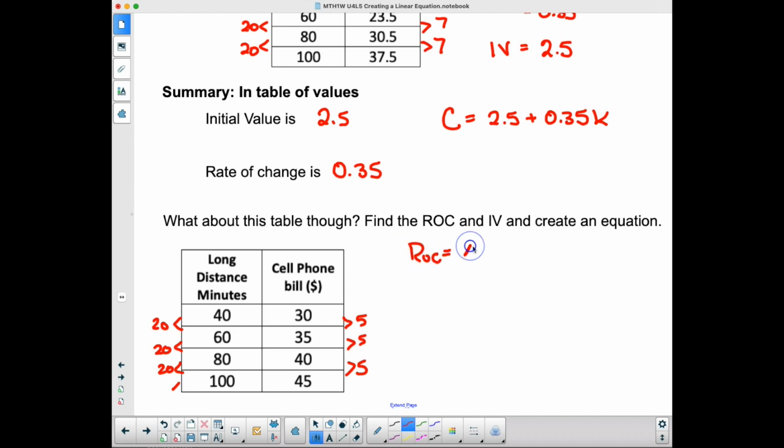Remember, rate of change is what our y's go up by over what our x's go up by. So this is our x and this is our y, our independent and our dependent variables. Cell phone bill depends on how many long distance minutes you use. So 5 over 20. 5 divided by 20 is a quarter, so 0.25.